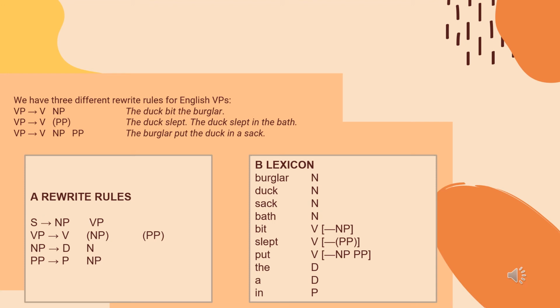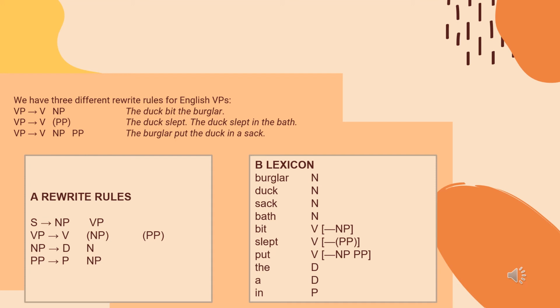For the rewrite rules, we can see that sentence is replaced by noun phrase and verb phrase. Verb phrase can be replaced by verb, noun phrase, and prepositional phrase. And the noun phrase can be replaced by determiner and noun. And the prepositional phrase is preposition and noun phrase.